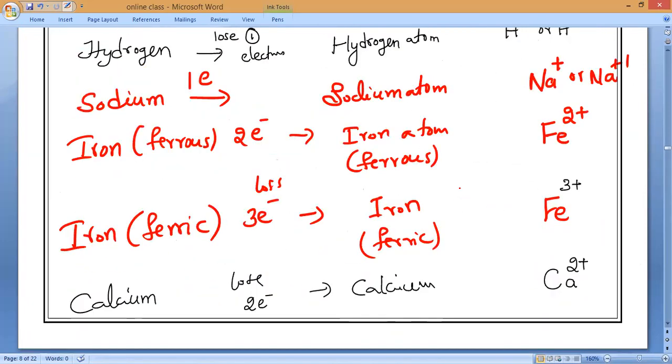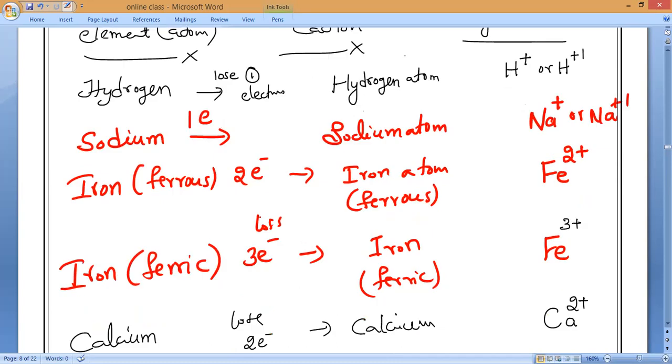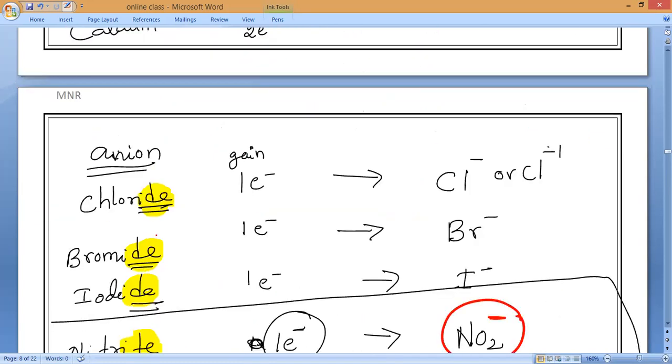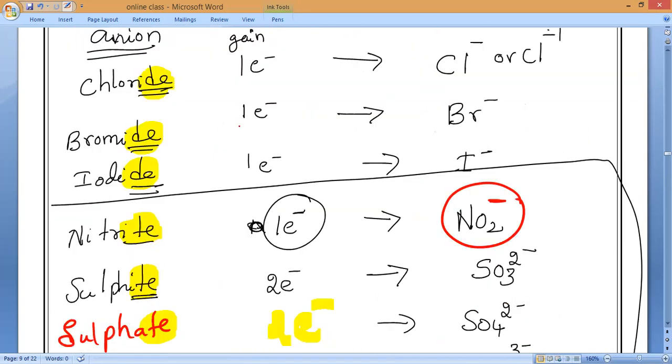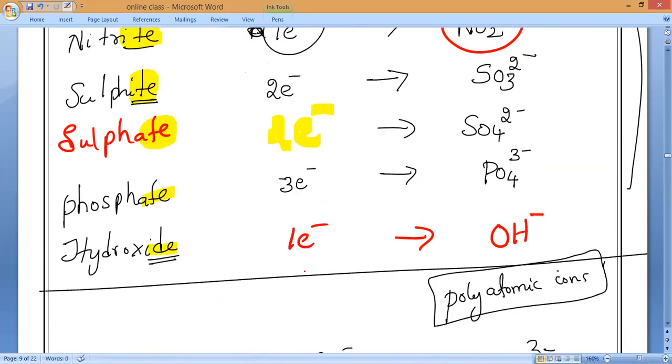If you notice, some atoms are donating 1 electron, some are donating 2 electrons, some are donating 3 electrons. More than 3 is not possible. Are you clear, everyone? Donating more than 3 is not possible. Either they can donate 1, 2, or 3 electrons. In the same way, while gaining electrons, they are gaining 1 electron, 2 electrons, or 3 electrons.